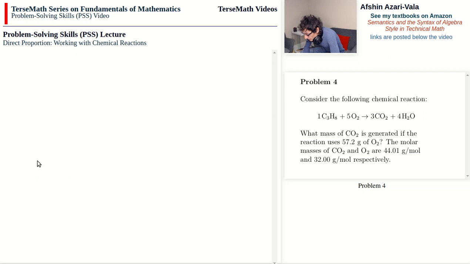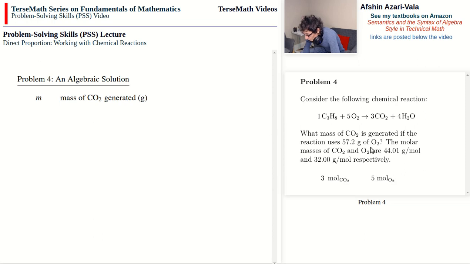Now in this case, we will end up with 3 relationships. One as usual from the chemical reaction, and then there are 2 molar masses, 44.01 grams per mole for CO2 and 32 grams per mole for O2. And for each of those we get 1 relationship. Okay, so to start off the solution, M will be the mass of CO2 that's generated. And the relationships, because we are dealing with CO2 and O2, we pick the values that go with CO2 and O2. So 3 moles of CO2 correspond to 5 moles of O2.